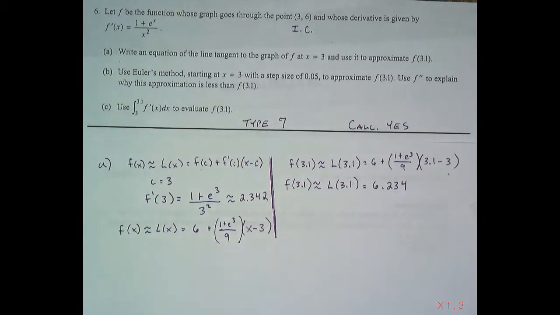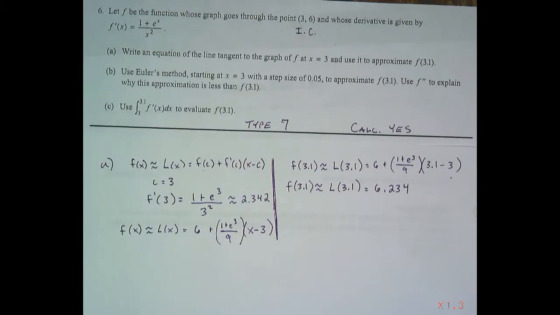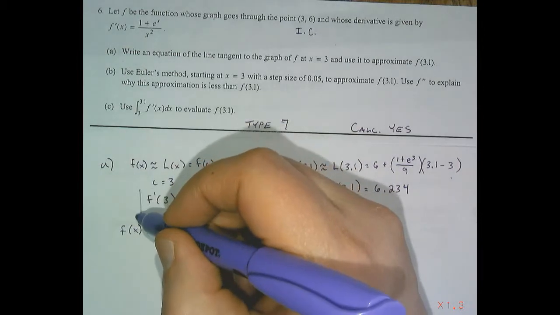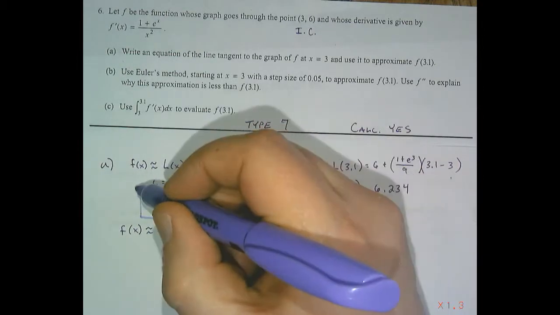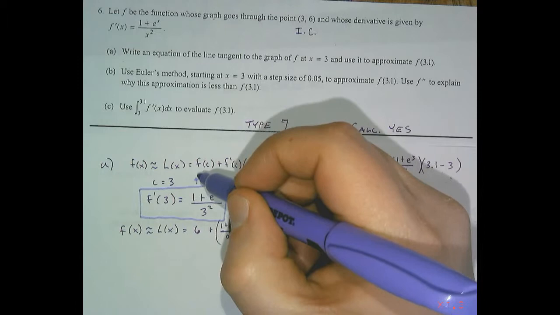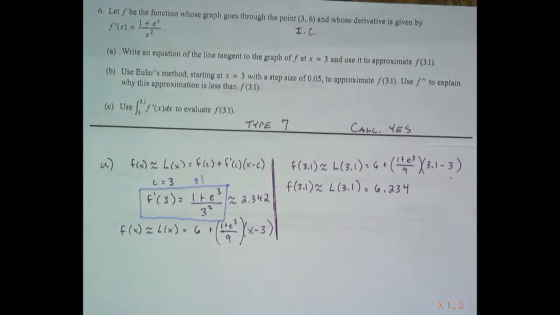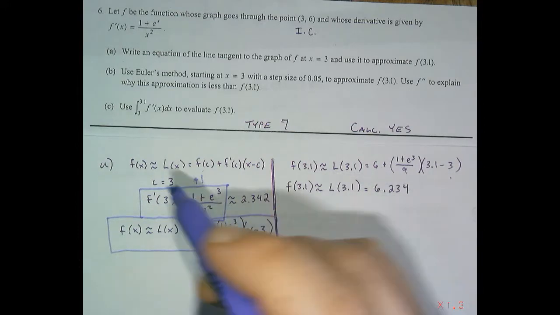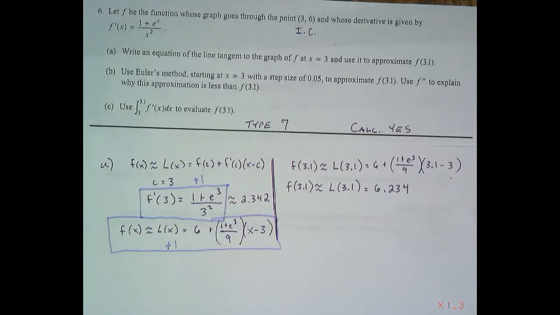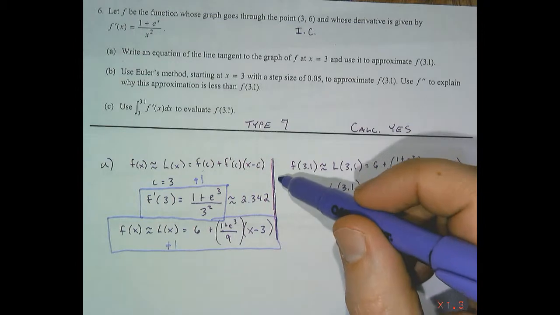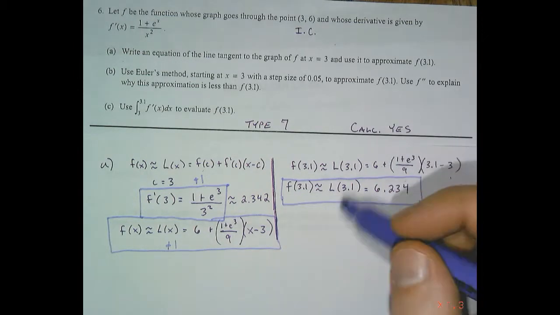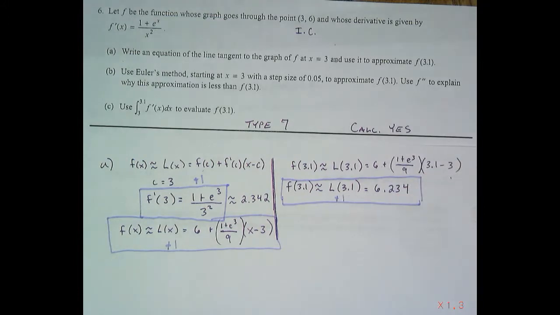So that's part A. Part A is worth 3 points, and the 3 points come from first evaluating f prime of 3. When you get that value, that's 1 point. The second point comes from setting up the tangent line equation. So that's 1 point. And then the final point comes from, did you correctly approximate f of 3.1? So 3 points overall in part A.